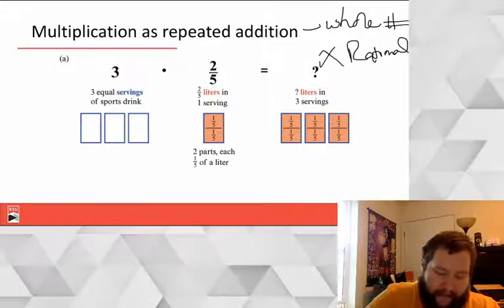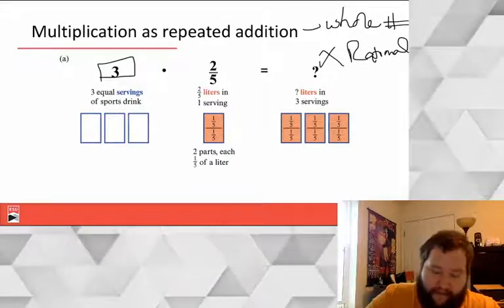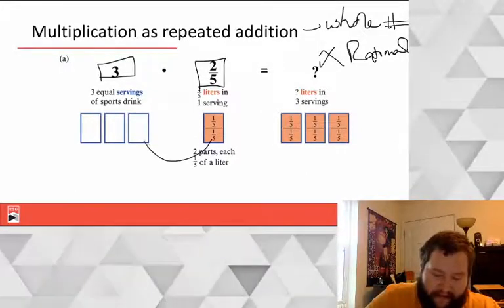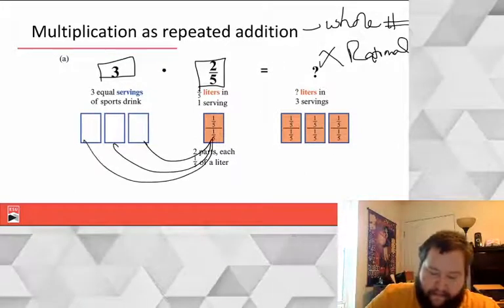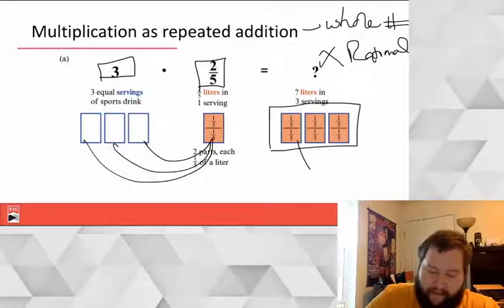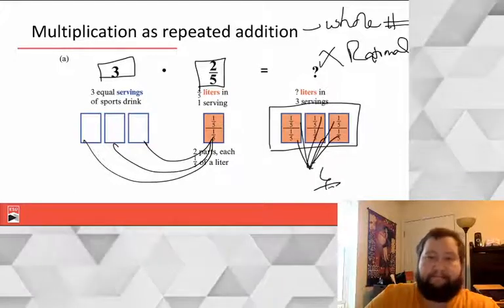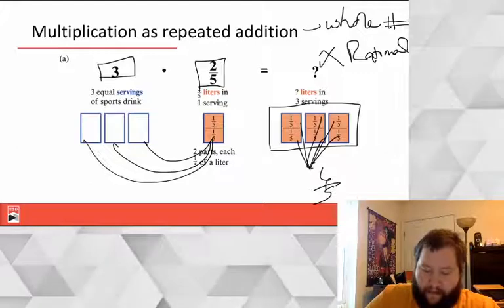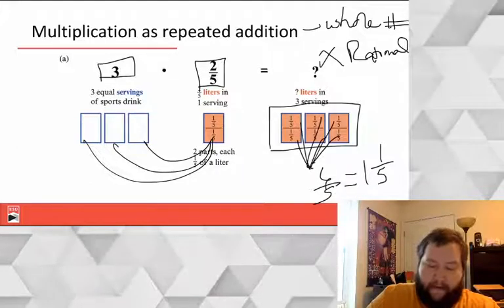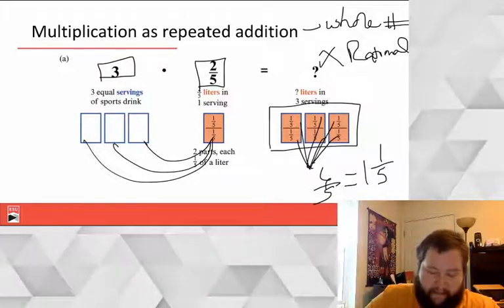We have 3 servings of sport drink. 2/5 of a liter is a serving. That means inside each of these we have 2/5, which is what this looks like. And to add that up, we have 1, 2, 3, 4, 5, 6/5, which is a whole and a fifth left over. So our area model works perfectly fine when we do wholes times parts.